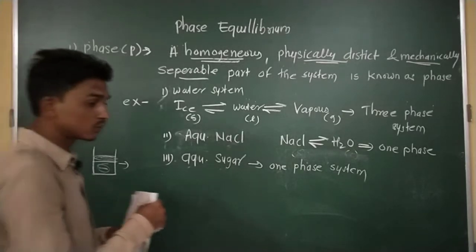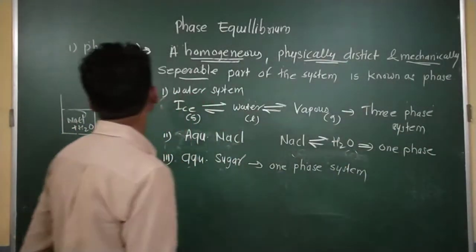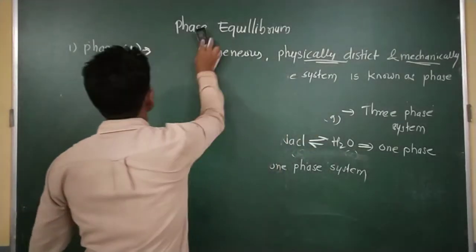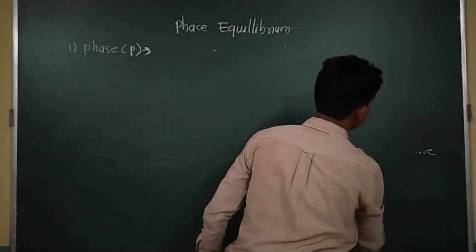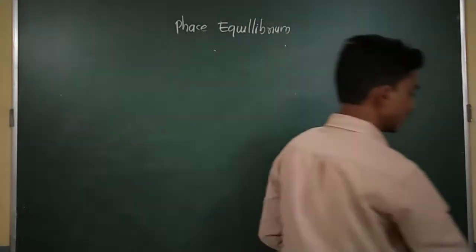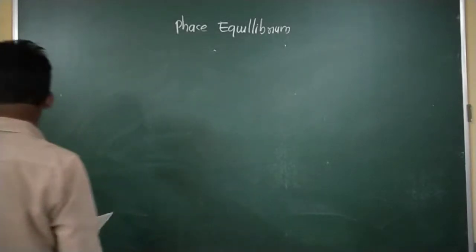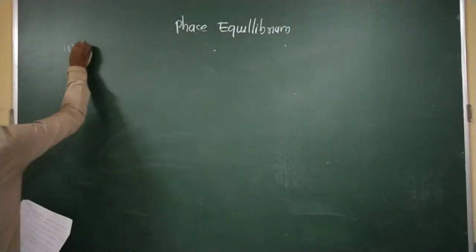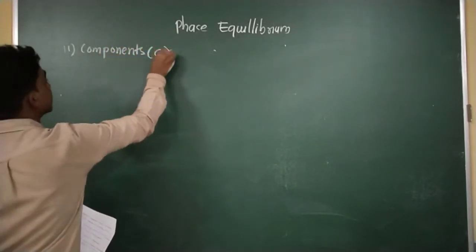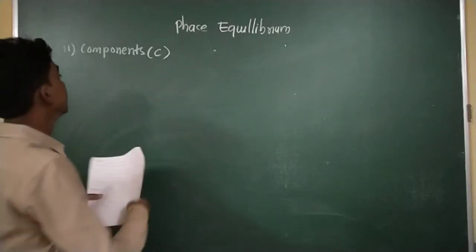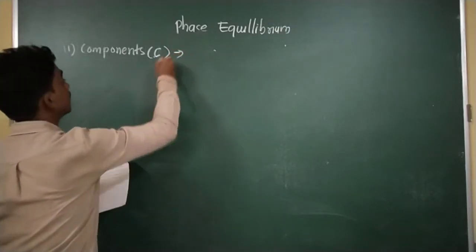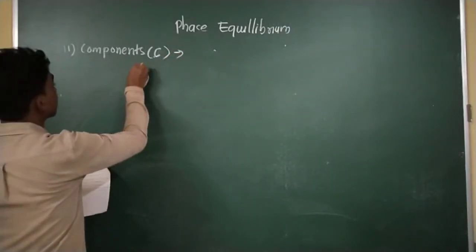Okay, these are related to phase. Now another thing in the phase rule is the component, and we have to know the definition of component. So the second thing, components, is denoted by capital C, not a small c. I am writing here capital C, not a small c. What is the definition of component?